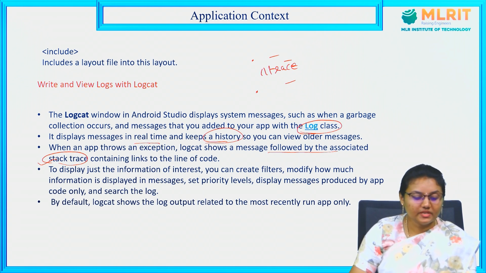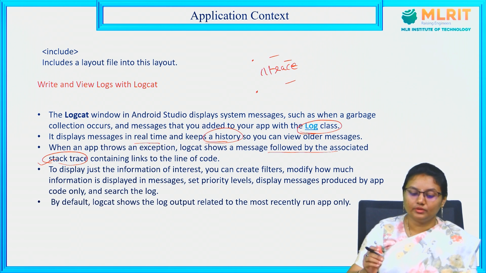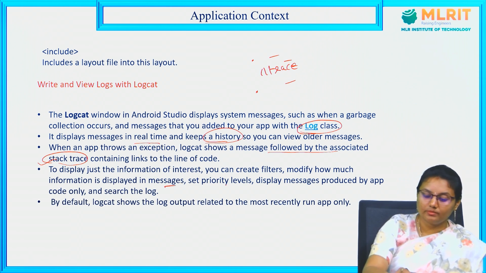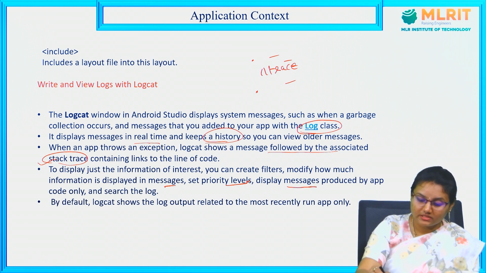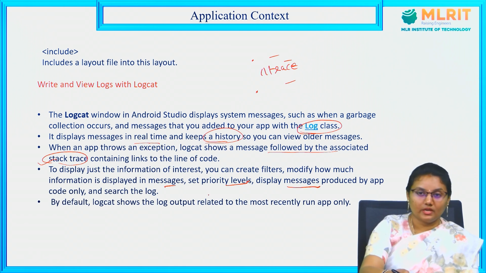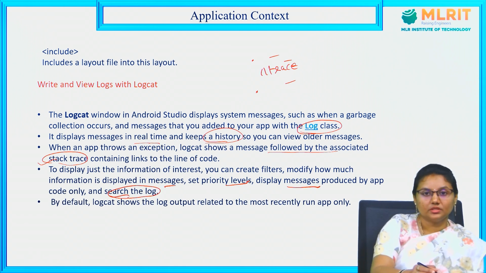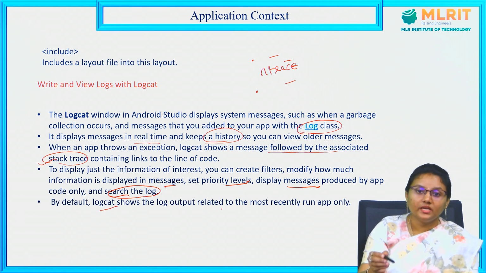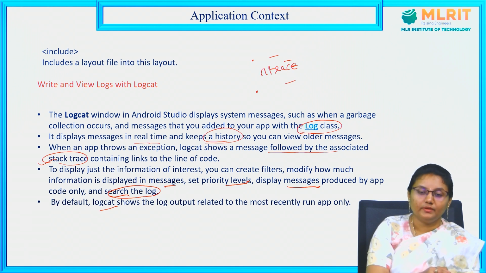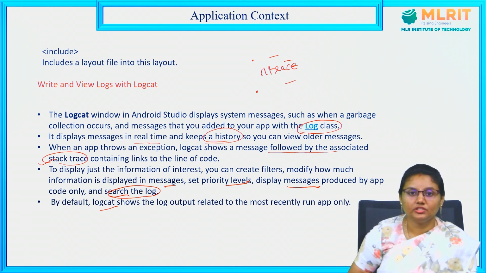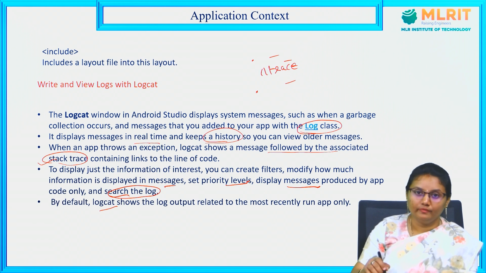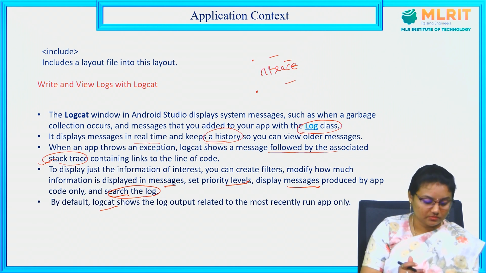To display just the information, you can create filters, modify how much information is displayed in the message, set priority levels, display messages, and everything you can do. You can also search the log information. By default, logcat shows the log output related to the most recently running app. If you want to change the application and see it, go to that particular application, go to the logcat window, and you can trace them.